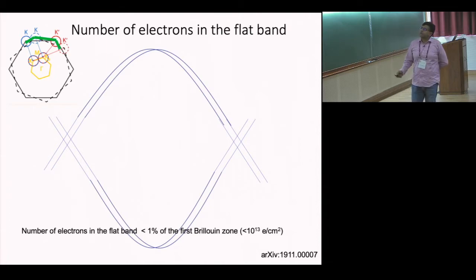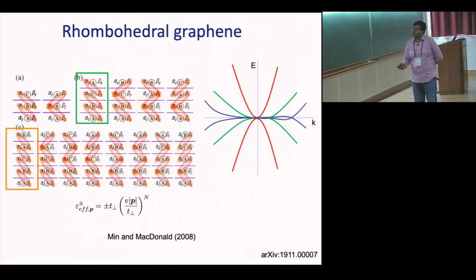And like everything else in this field, McDonald has given us a prescription. And McDonald, in this beautiful paper, did something which even I can do, which is to do a tight binding calculation for different kinds of stackings of graphene. So AB graphene, ABA graphene, ABC graphene, and so on and so forth.